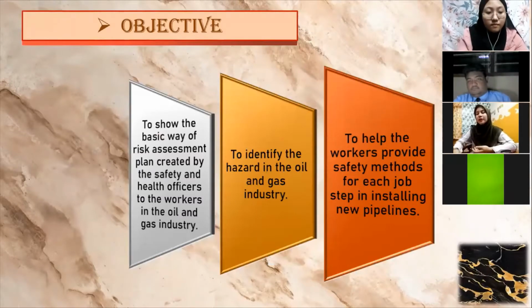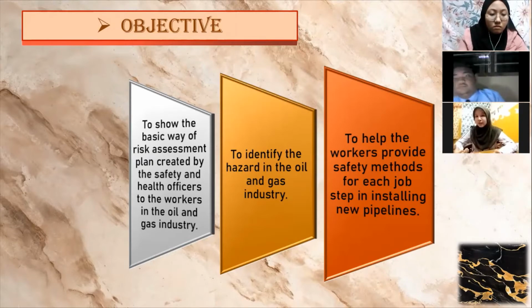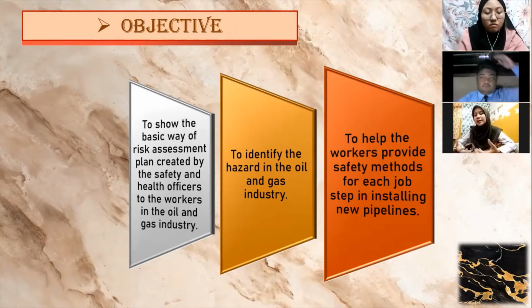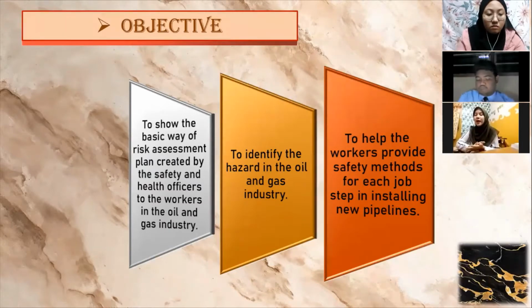Okay, so I will be presenting the objectives that we highlight in this assignment. There are 3. First, we want to show the basic way of the risk assessment plan created by the safety and health officer for the workers in the oil and gas industry, so that the crew members must be aware of any type of hazard from happening to them while they are doing their job tasks.